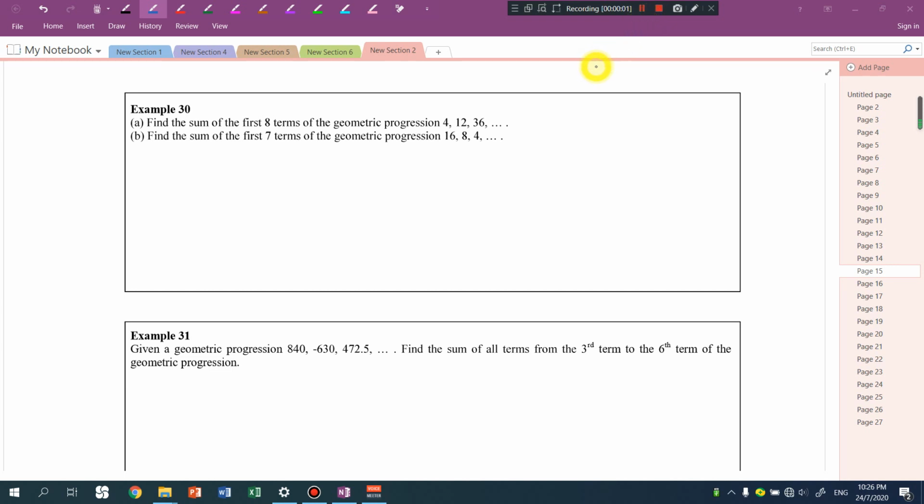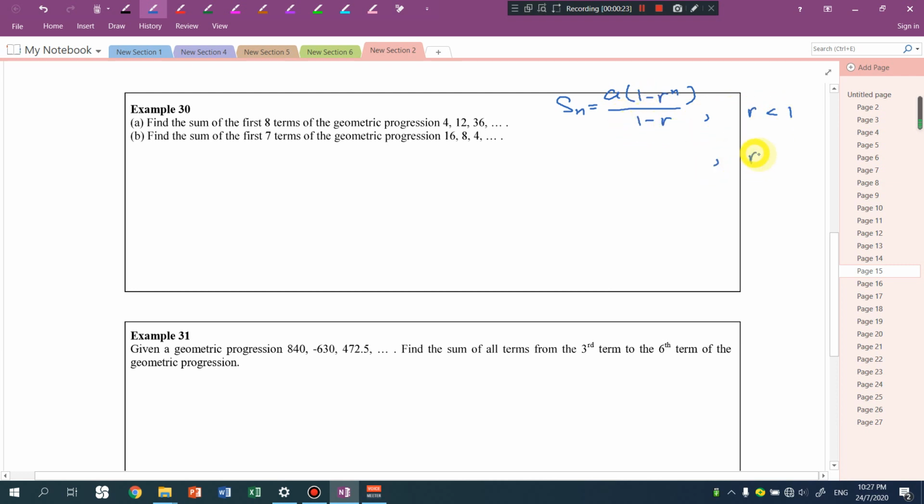Hi everybody, in this video I'm going to talk about the sum to the n term of a geometric progression. So here are the few formulae that we need to remember. Sn equals a(1 minus r^n) over (1 minus r), when r is less than 1. When r is less than 1, we will prefer to use this formula.